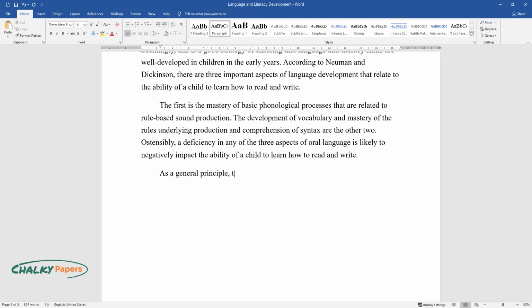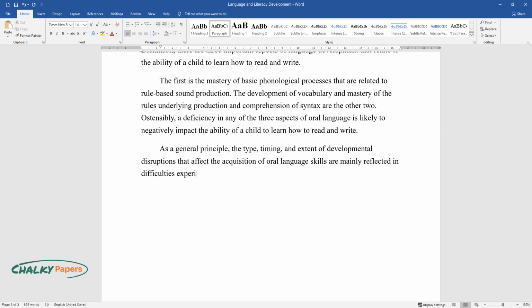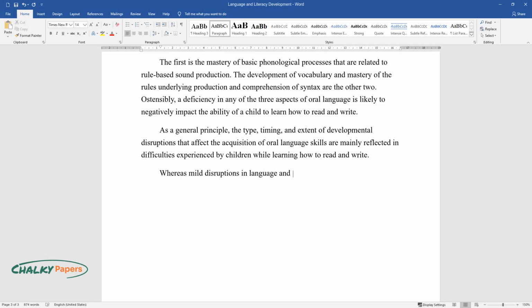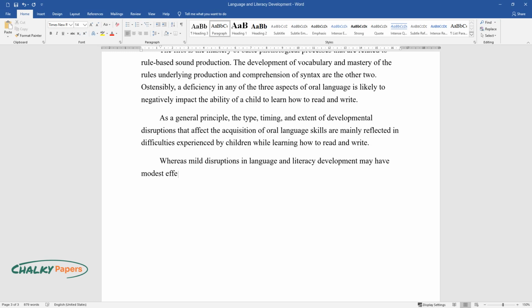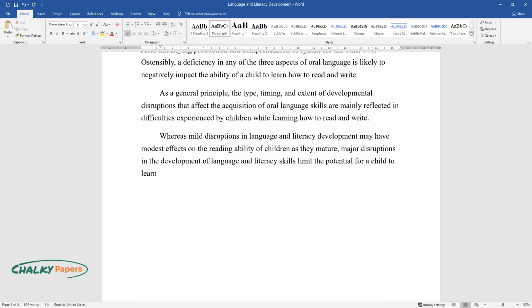As a general principle, the type, timing, and extent of developmental disruptions that affect the acquisition of oral language skills are mainly reflected in difficulties experienced by children while learning how to read and write. Whereas mild disruptions in language and literacy development may have modest effects on the reading ability of children as they mature, major disruptions in the development of language and literacy skills limit the potential for a child to learn how to read and write.